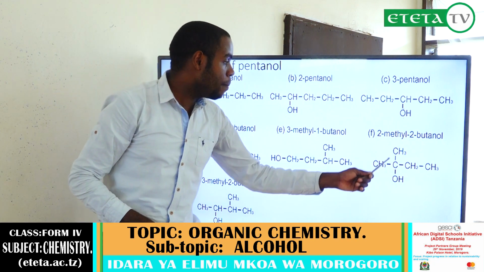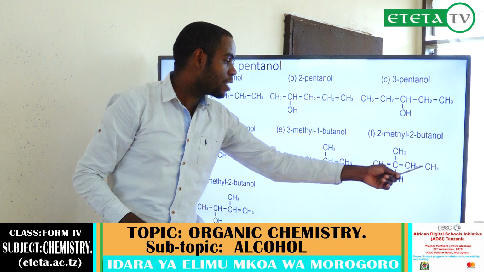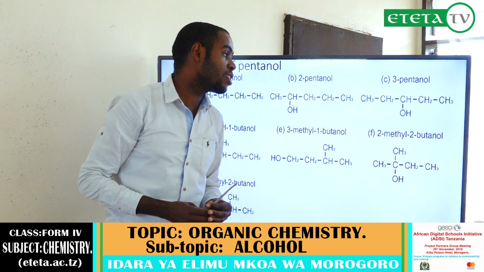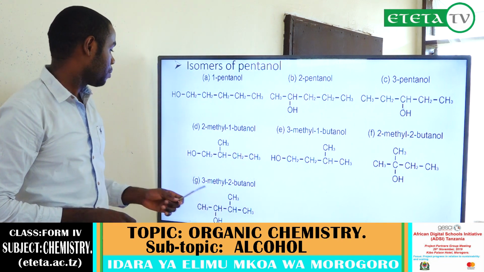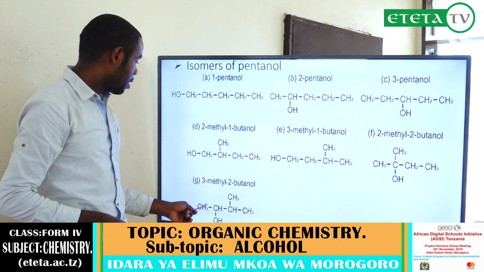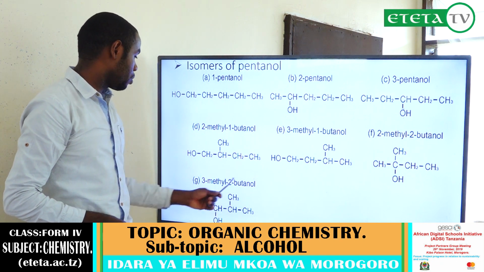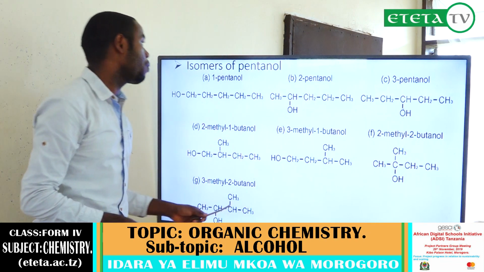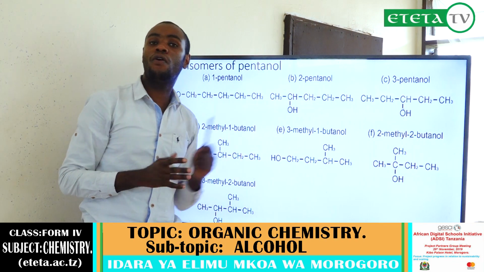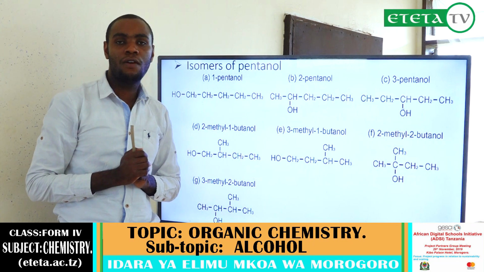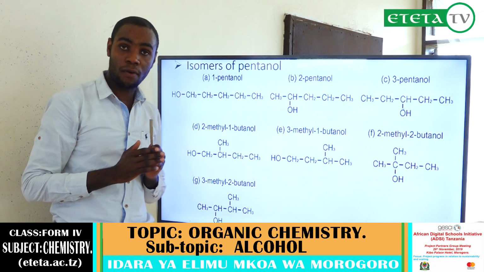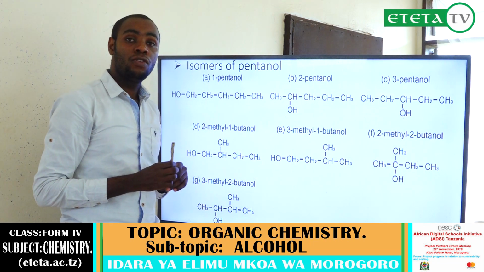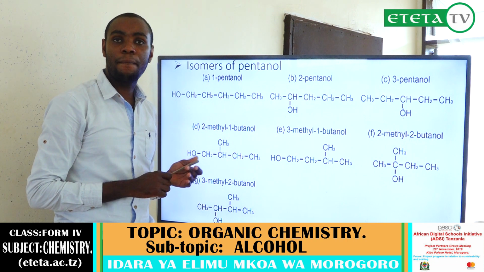Another is 2-methyl butan-2-ol. As you see here, this structure is 2-methyl butan-2-ol. Also, this one here is 3-methyl butan-2-ol. So we have 1, 2, 3, 4, 5, 6, 7. We have 7 isomers of pentanol. It is now very possible to write the isomers of different alcohol compounds.